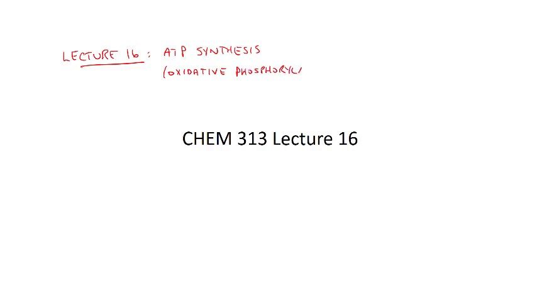So oxidative phosphorylation refers to ATP synthesis that is powered by the electron transport chain. So we've already been through the electron transport chain. Let's review it very briefly before we go on to how the energy of the electron transport chain actually drives ATP synthesis. As you'll see, it's quite simple. All right, let's review the electron transport chain.